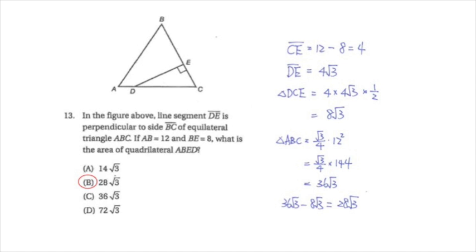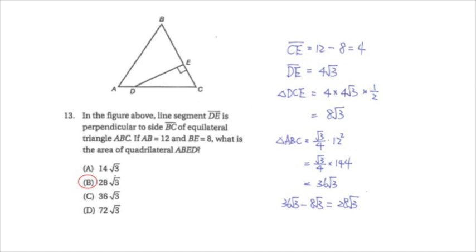Question 13, we're given an equilateral triangle ABC and AB being 12 and some other points on the triangle. It says BE equals to 8. We're asked to find out the area of quadrilateral ABED, and we can do that by using the area of ABC minus the area of DEC. So first, since AB is 12, that means BC and AC are all 12. That means CE equals to 12 minus BE, which is 8, equals to 4.